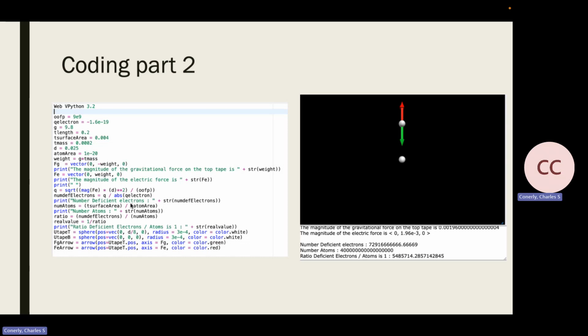And then as you can look over to the right, we can see those two gray dots represent our tape. The green arrow is the force of gravity on the suspended piece of tape, and the red arrow is the force of the second piece of tape on the first piece of tape. And we can see some of those numbers that we talked about calculating in that box.